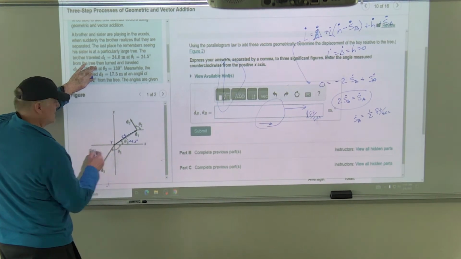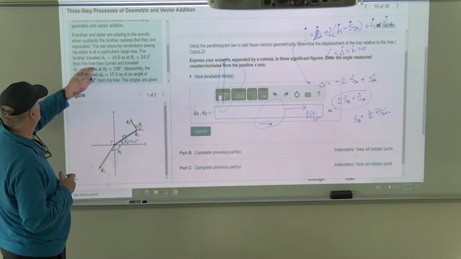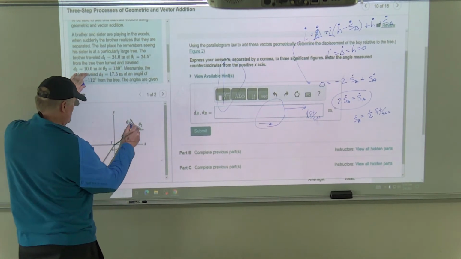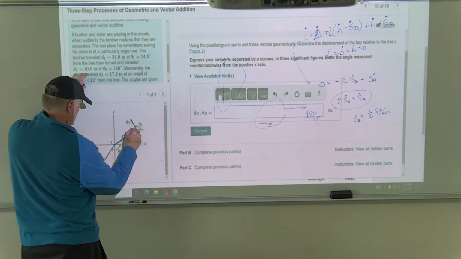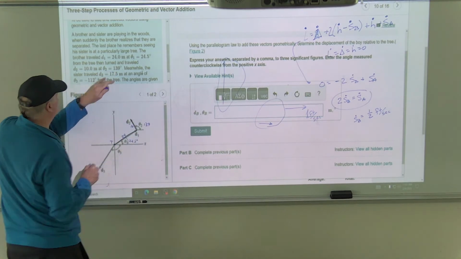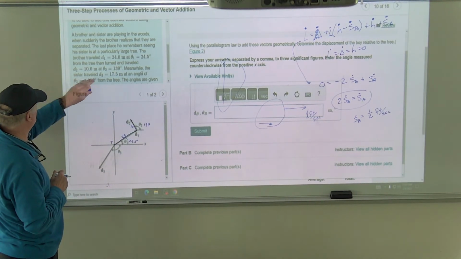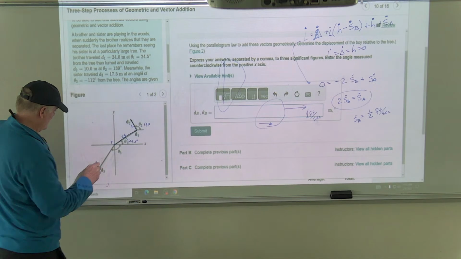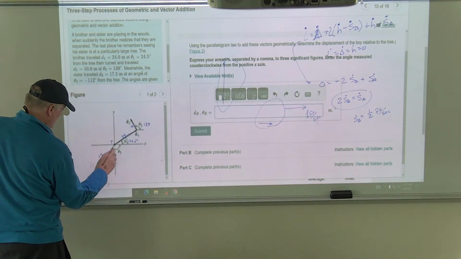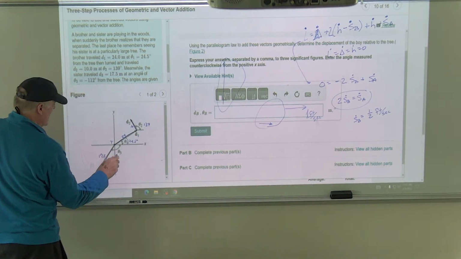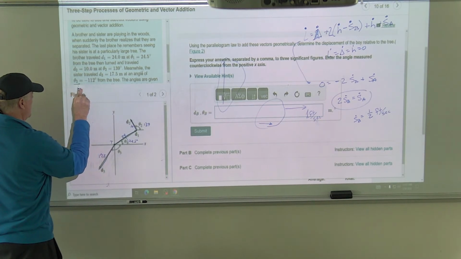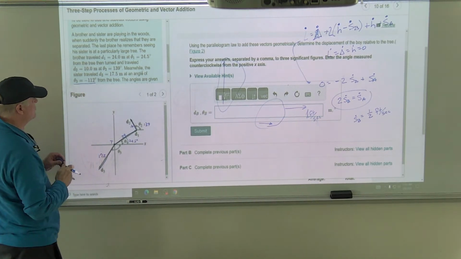I guess I'll put a T right there for the tree. And then turned and traveled D2 or 10 meters at 139. Meantime, the sister traveled D3, which is 17.5 at an angle of, he's saying, minus 112.